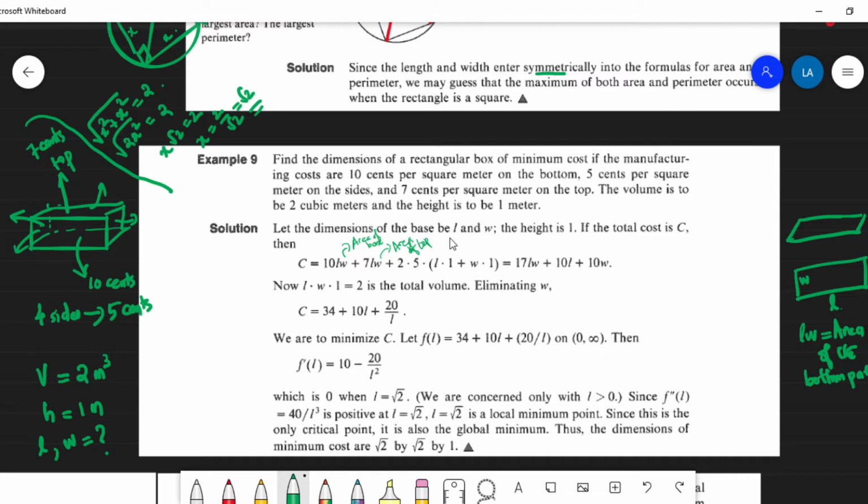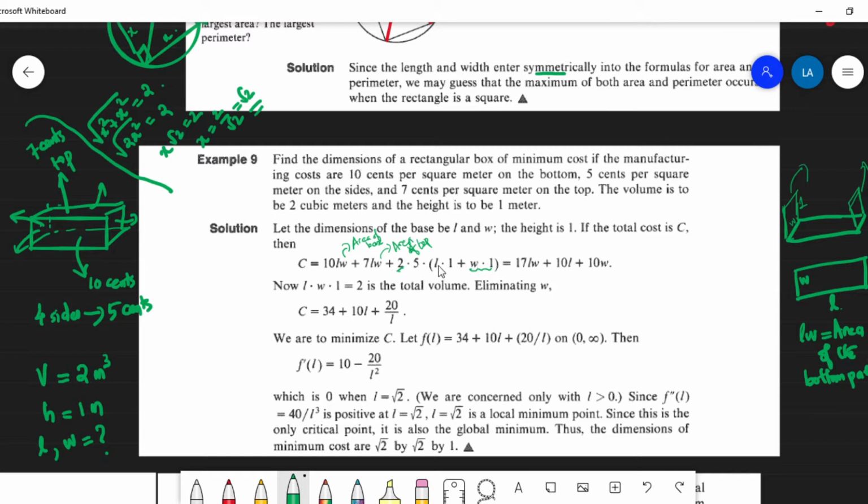And then what we have to do is, you have 5 cents per square meter on the sides. As we said, one part is here, and two parts on this side and this side. These will form two sides. So here the width is this and its height is given to be 1. So both of these sides will have area W into 1. And you have W into 1 twice, one here and one here. So that's the 2 which is coming here.